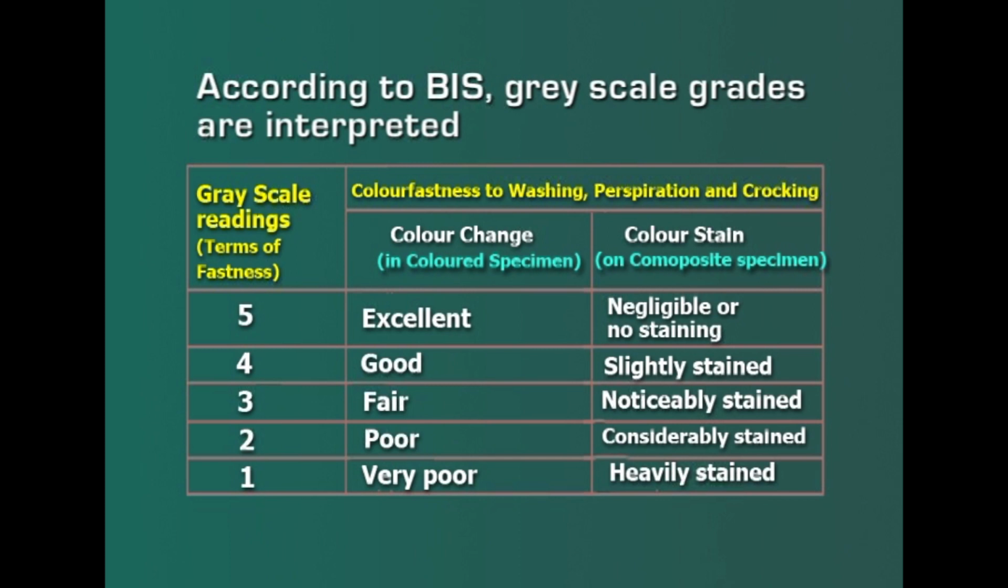For color change, grade 5 represents excellent, grade 4 represents good, 3 represents fair, 2 represents poor, 1 represents very poor. Similarly, for color stain, grade 5 indicates negligible or no stain, 4 indicates slightly stained, 3 indicates noticeably stained, 2 indicates considerably stained and 1 represents heavily stained.